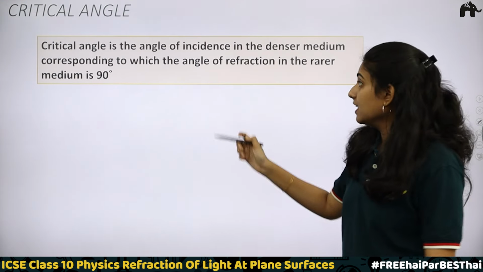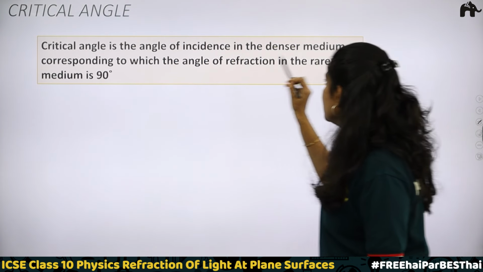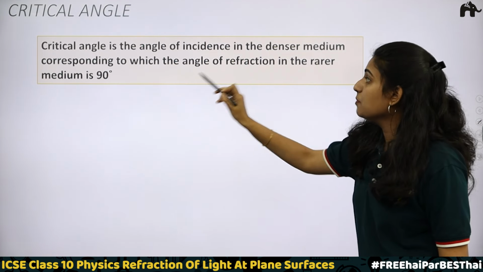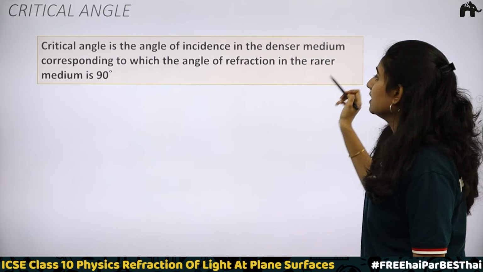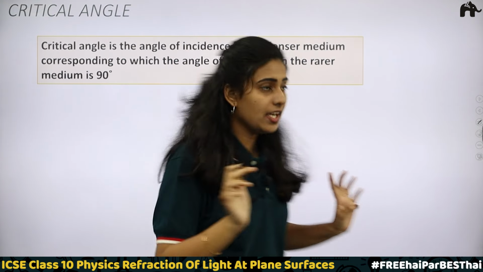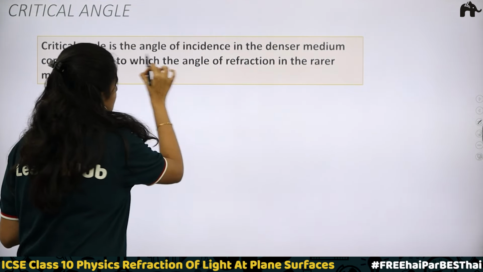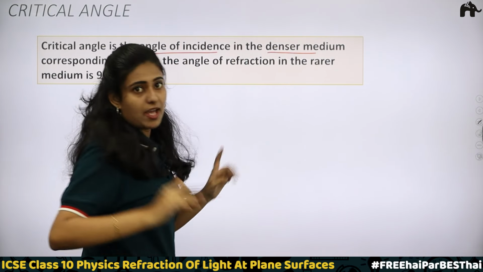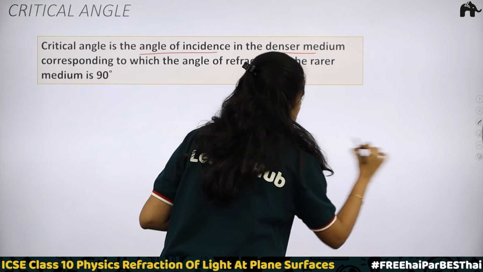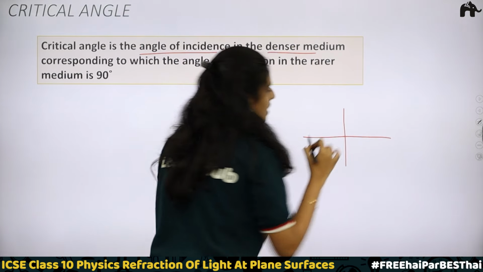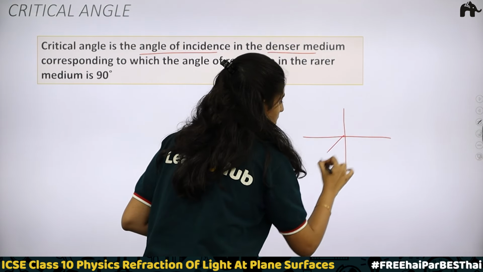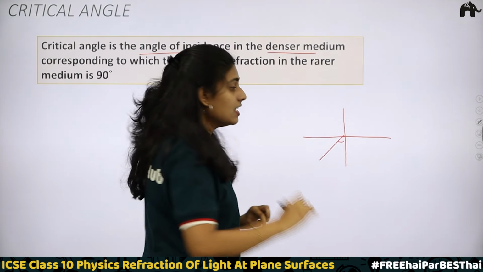Okay, critical angle is the angle of incidence in the denser medium corresponding to which the angle of refraction in the rarer medium is 90 degree. Okay, it is the angle of incidence which is in the denser medium. Why? Because we know that the light is traveling from denser to rarer medium, which means the angle of incidence will always be in the denser medium.